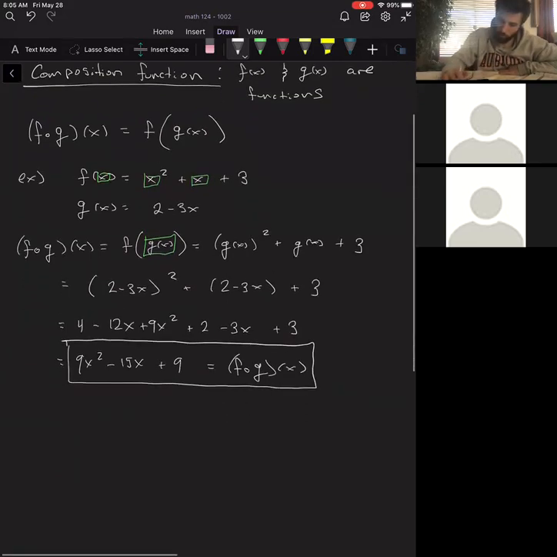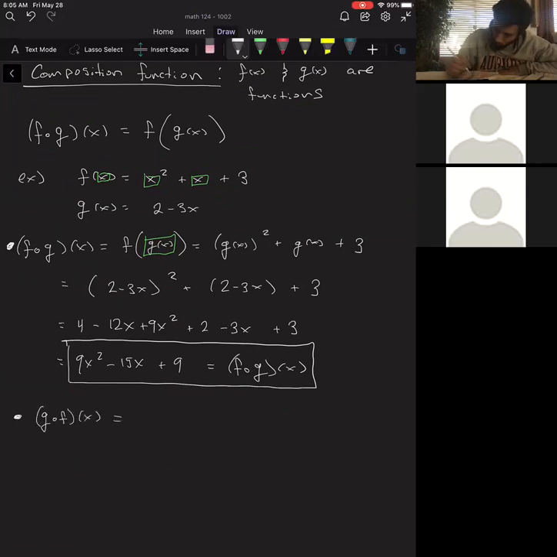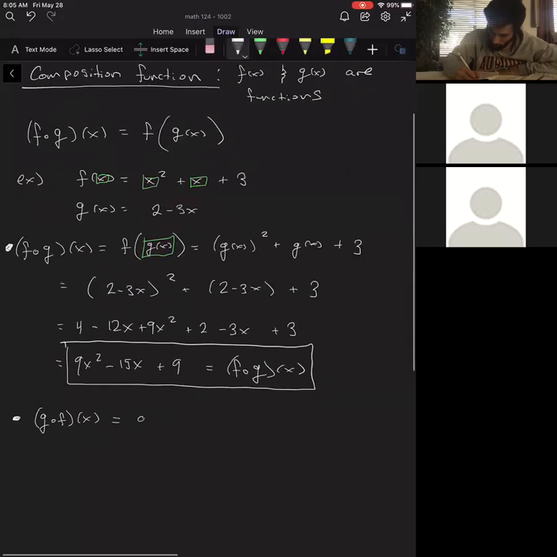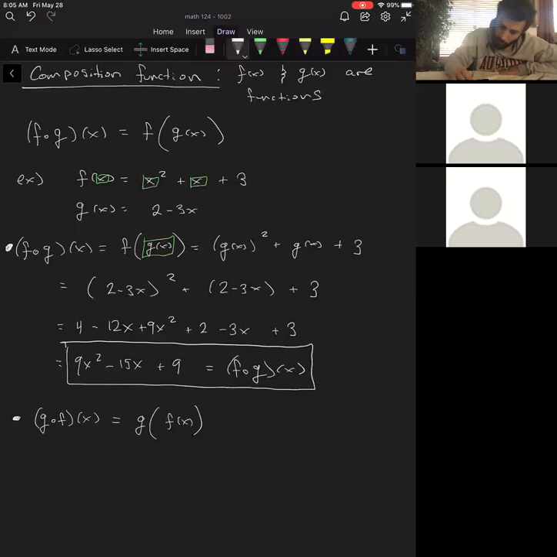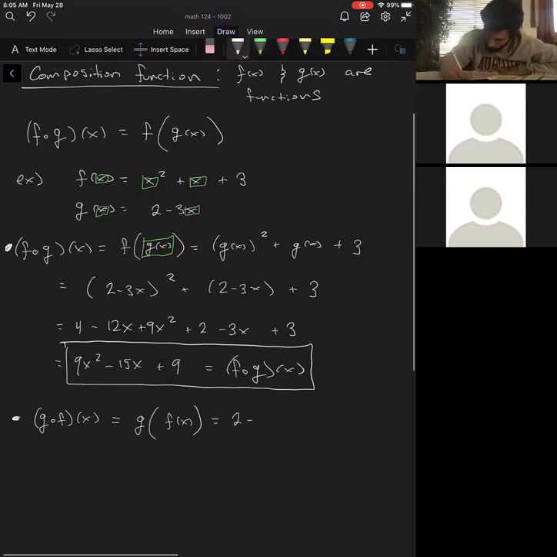And then we could also do it the other way around. So this was f composed with g of x. We can also do g composed with f of x, the backwards one. Now what we're doing is plugging f inside of g. So this is going to be g, and we're plugging f inside. Just like before, whatever goes in the parentheses of g of x, we just put it here. So if we plug f of x in, this is just going to equal 2 minus 3 times f of x, because we're plugging f inside of g.